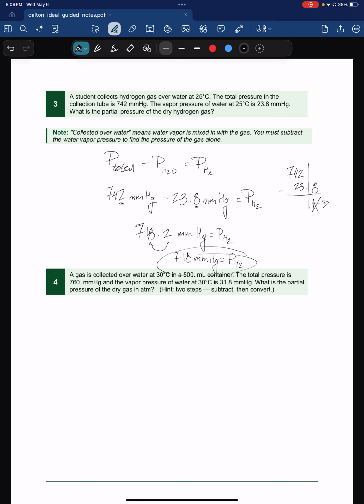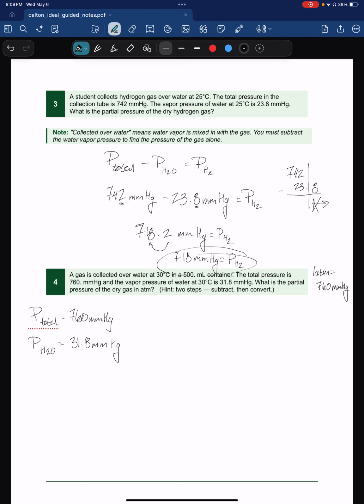So the conversion factor here is that 1 atmosphere is equal to 760 millimeters of mercury. All right, so let's do this again. The total pressure is equal to 760 millimeters of mercury. And the pressure of the water vapor is 31.8 millimeters of mercury.